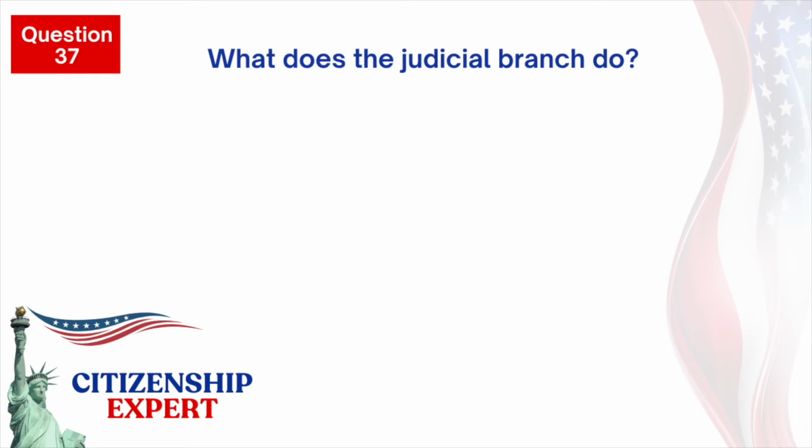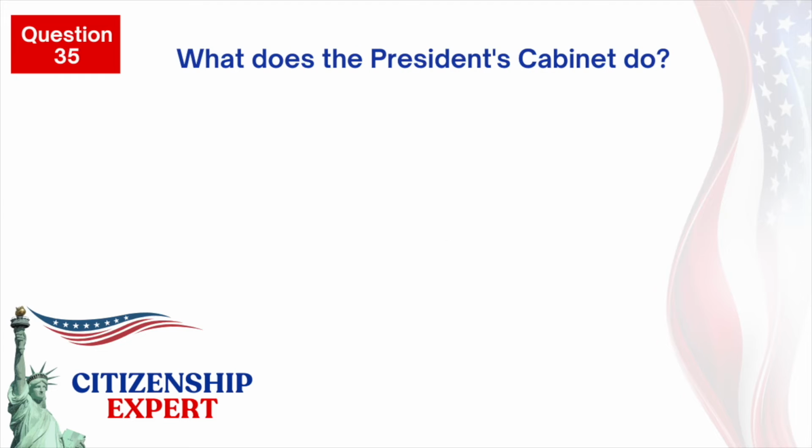What does the judicial branch do? Reviews laws. What does the president's cabinet do? Advises the president.